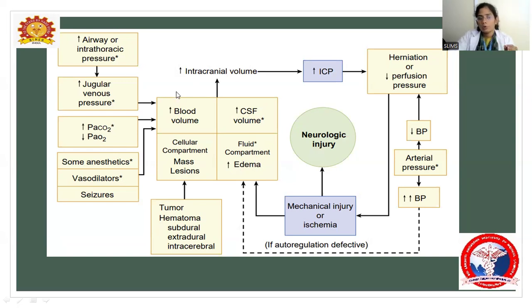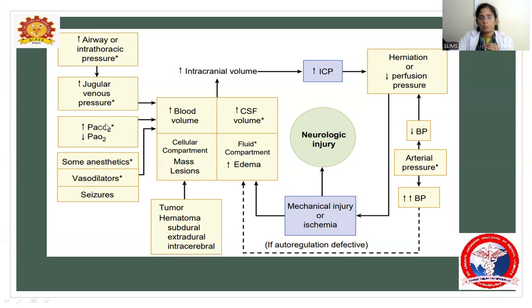So, the most important factor is the blood volume. What are the factors which affect blood volume? Whenever there is increased airway or intrathoracic pressure, there will be increased jugular venous pressure, because normally blood is drawn into the thorax due to the negative intrathoracic pressure. Whenever there is positive pressure ventilation or increased airway pressure which occurs due to obstruction, there will be decreased blood flow to the lungs. So there will be pooling in the right side of the heart. This results in increase in JVP.